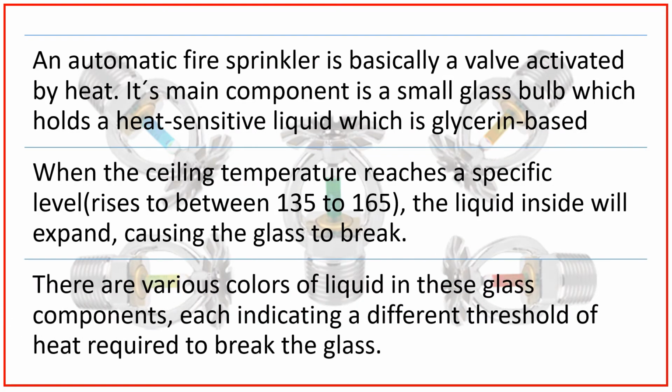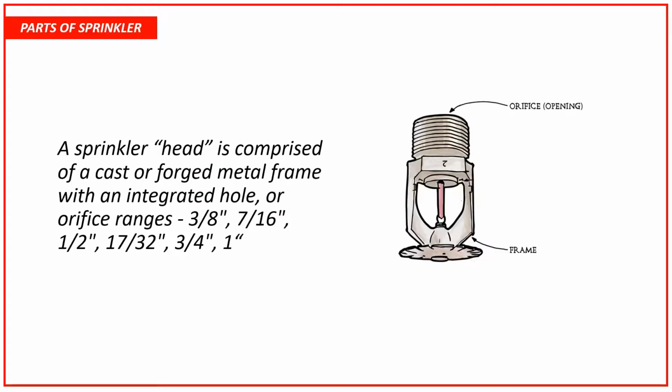There are various colors of liquids in these glass components, each indicating a different threshold of heat required to break the glass. Next one, parts of sprinklers. A sprinkler is composed of a frame, threading, sealed bulb and deflector. A sprinkler head is composed of a cast or forged metal frame with an integrated hole or orifice, ranging from 3 by 8 inch, 7 by 16 inch, half inch, 17 by 32 inch, 3 by 4 inch and 1 inch.